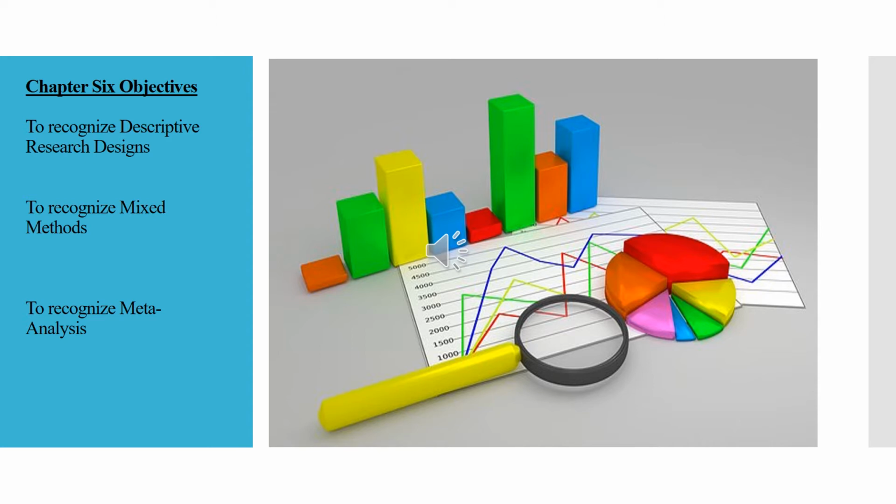Chapter 6 Objectives: to recognize descriptive research designs, to recognize mixed methods, to recognize meta-analysis. In Chapter 6, we are reminded that a research design is the logical sequence that connects the empirical data to the study's initial research question and ultimately to the conclusion.